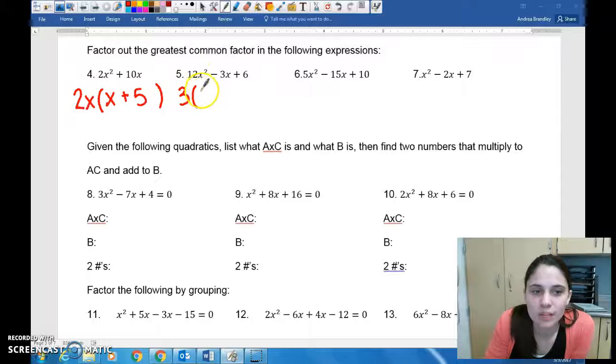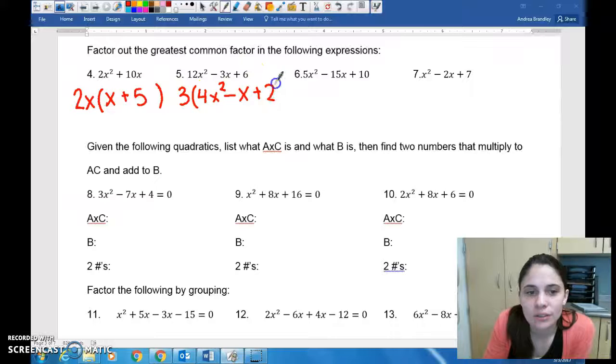So 12 divided by 3 is 4x squared. Negative 3 divided by 3 is a negative 1x, which is the same as just a negative x. And then 6 divided by 3 is a positive 2. So now I've factored out the greatest common factor in that one.